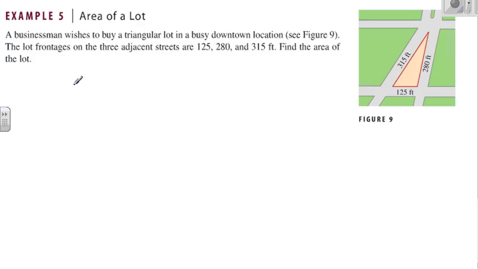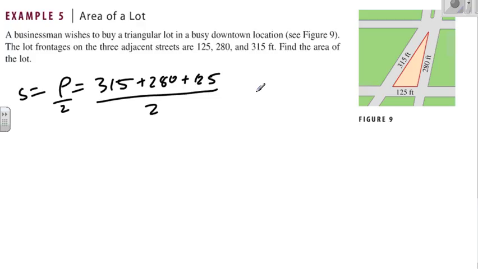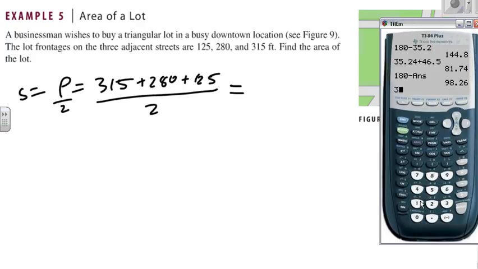So first add those up. 315 plus 280 plus 125. So we're actually going to find the semi-perimeter, which is the perimeter over 2. 315 plus 280 plus 125. It's 720, divided by 2 is 360.